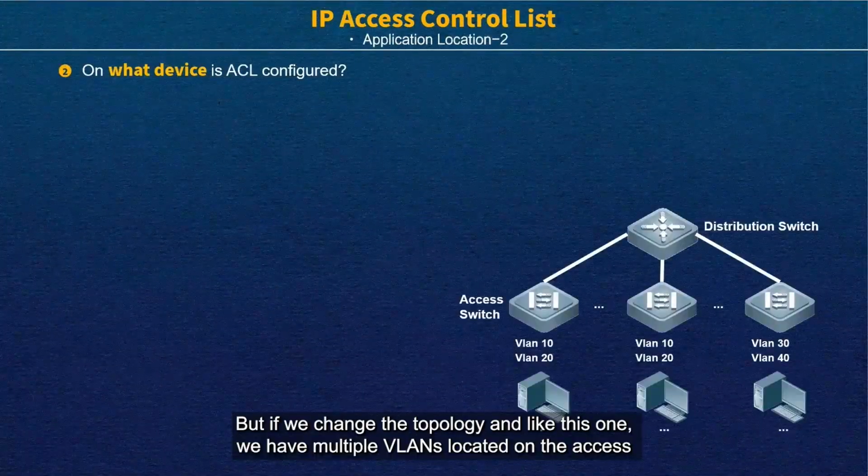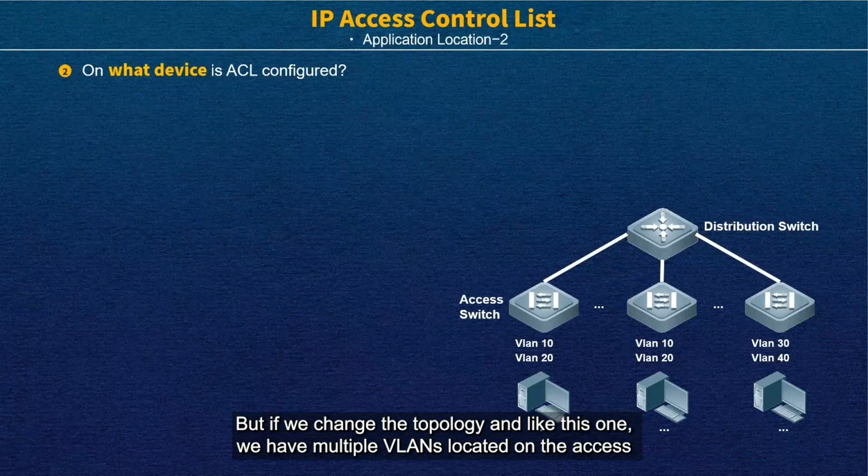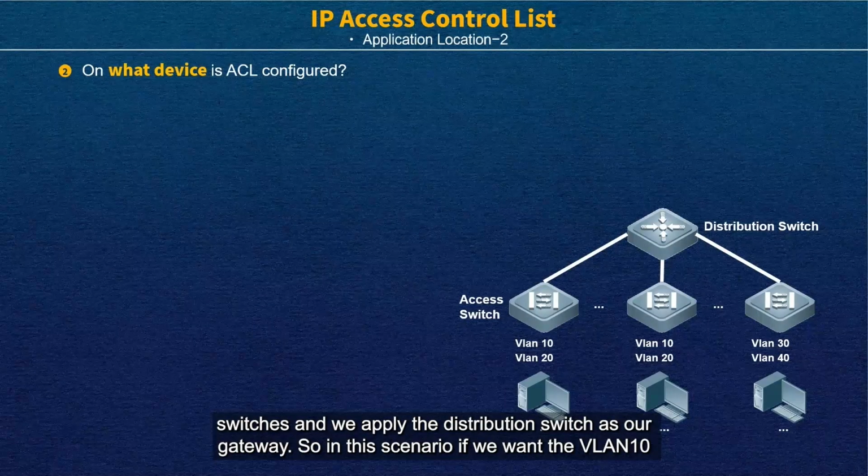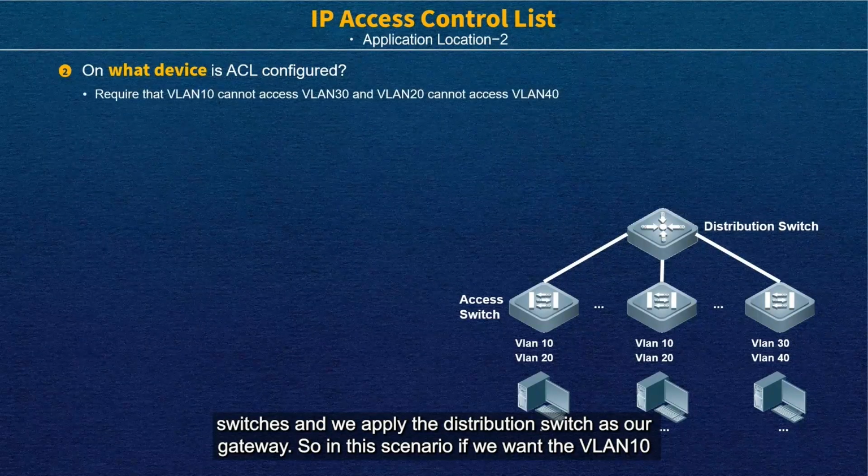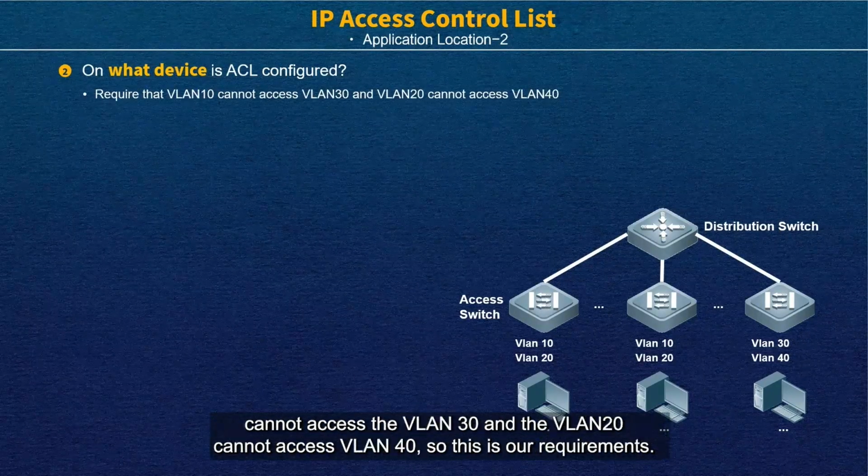But if we change the topology like this one, we have multiple VLANs located on the access switch, and we use the distribution switch as our gateway. So in this scenario, if we want VLAN 10 not to access VLAN 30, and VLAN 20 not to access VLAN 40, this is our requirement.